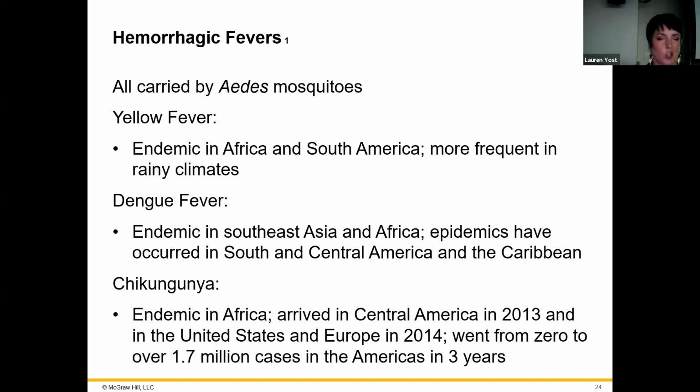Again, not common for this to cause hemorrhagic fever, but it has the propensity to. And again, most people, this is a similar disease to dengue, but maybe a little less severe than dengue. It presents very similarly to that.